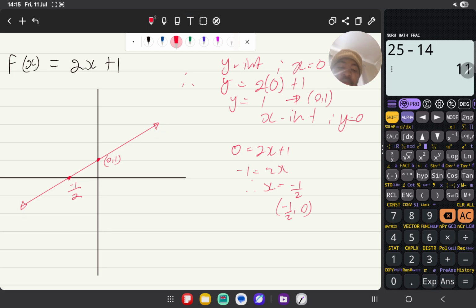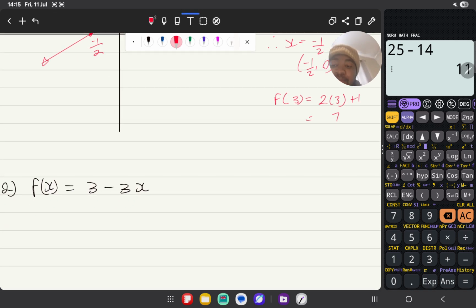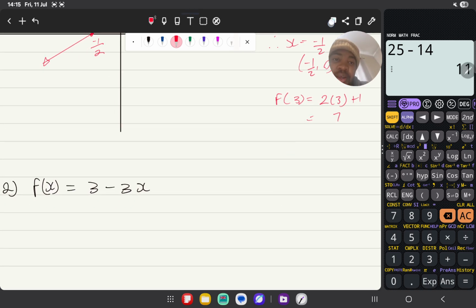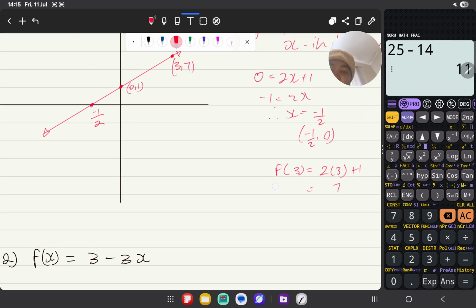And then maybe you can just put in another value and say f of 3. It's going to be 2 times 3 plus 1, so that is 6 plus 1, that's 7. So here you have 3 and 7, and then you are done. And then here we go again with the same thing. In fact, let's use this one.